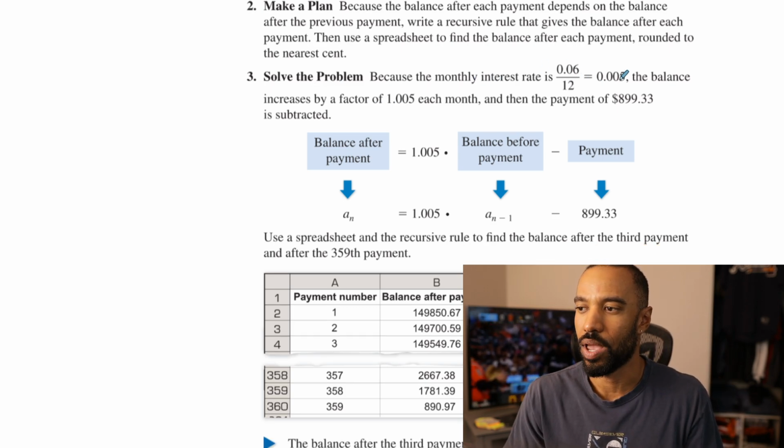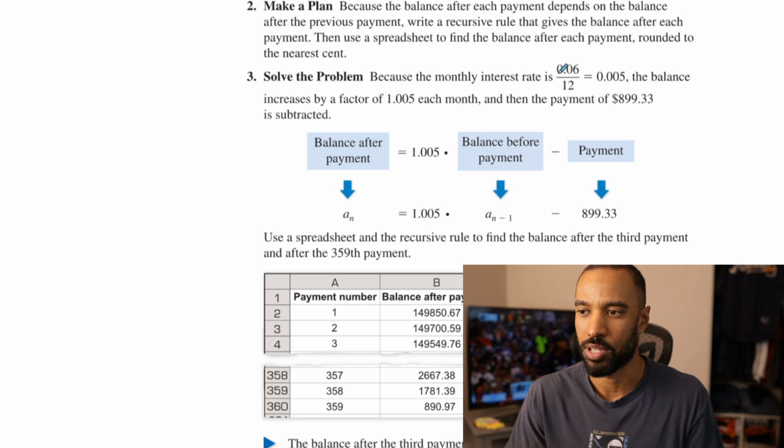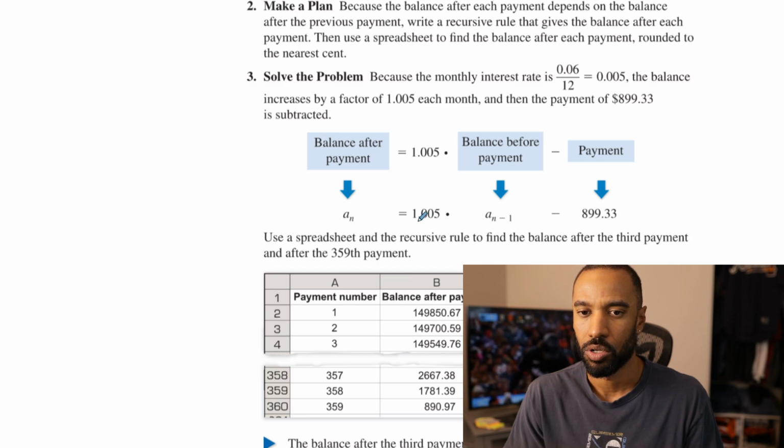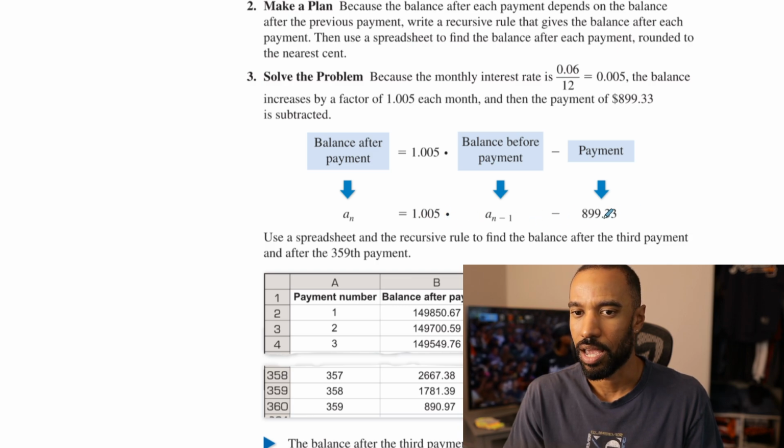The monthly interest rate is 0.5% because 6% divided by 12 months. So that's a monthly interest rate. So we increase by that much each month. This is a monthly balance because we're going to make a payment every month. So every month you're increasing by 0.5% of that balance, but you've also got to pay $899.33. So here's that interest, and then boom, boom, boom, boom, boom.